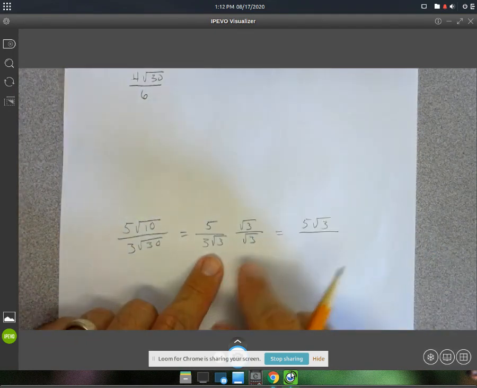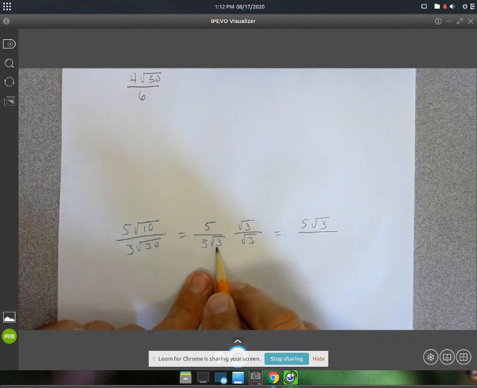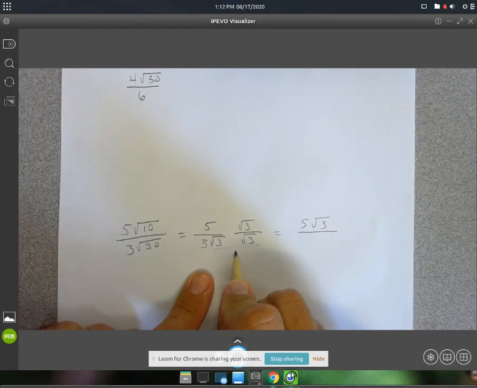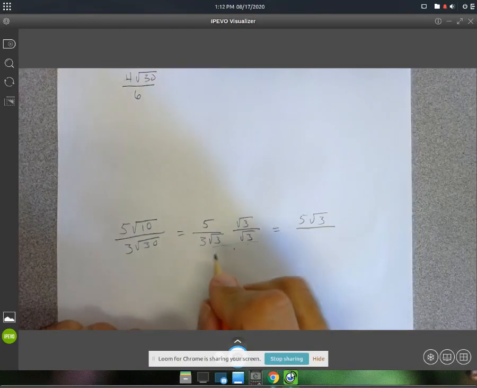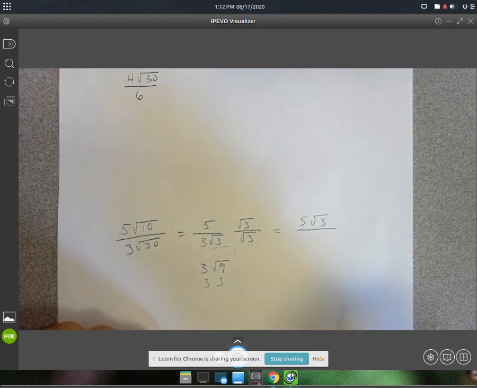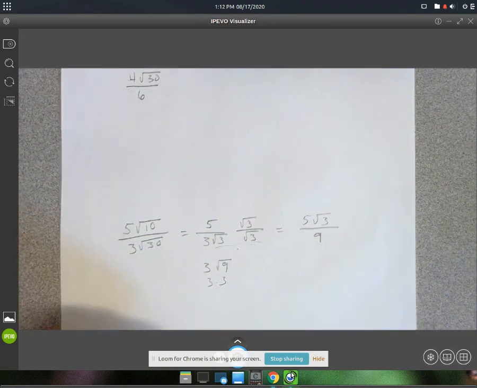On the bottom, well, we've got the square root of 3 times the square root of 3, which is the square root of 9. Here, let me write it out here. So this becomes 3 root 9, and the square root of 9 is 3. So now we have 3 times 3, which gives us a 9 here.